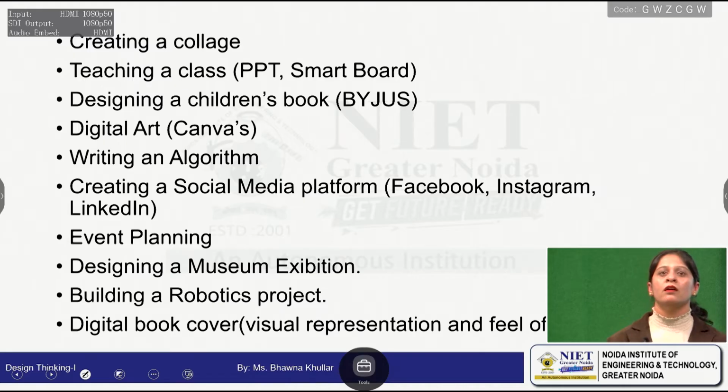Event planning, designing a museum exhibition, building a robotics project, digital book cover, all these things we already know are existing in this time, but they were all created by creative thinking. Someone thought about that and then implemented it in real life.